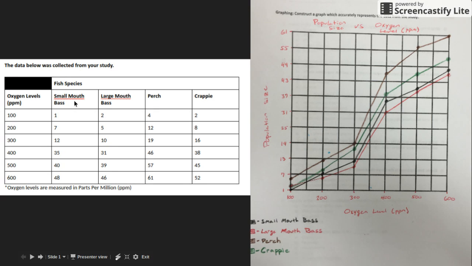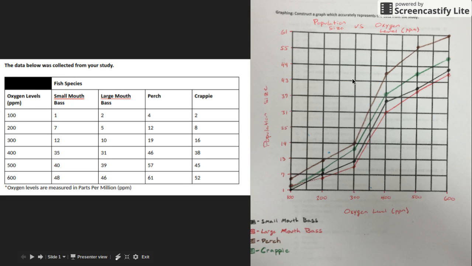So we have 4 different species that are seen in this data table, and that means that you're going to have 4 different lines. So we're going to have a line for smallmouth bass, largemouth bass, perch, and then crappie. And what we're doing is just graphing oxygen levels and the number of fish species.